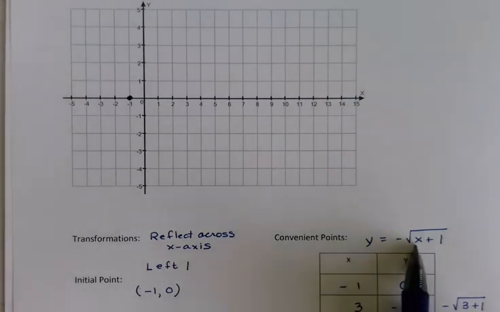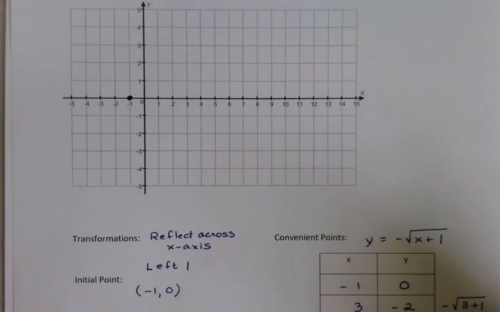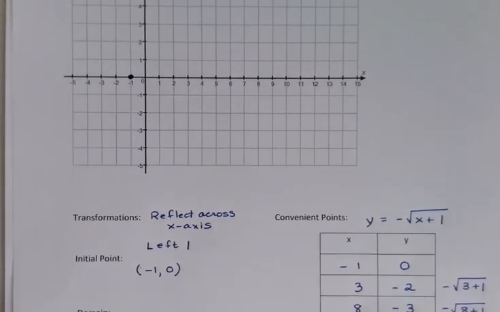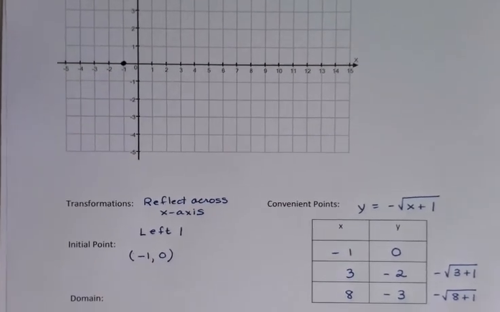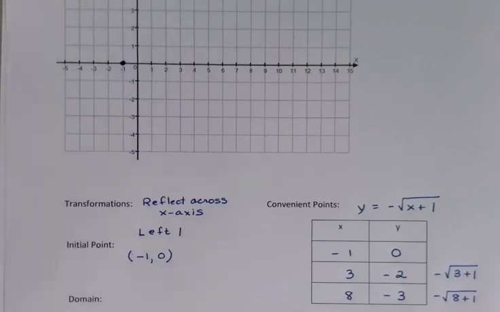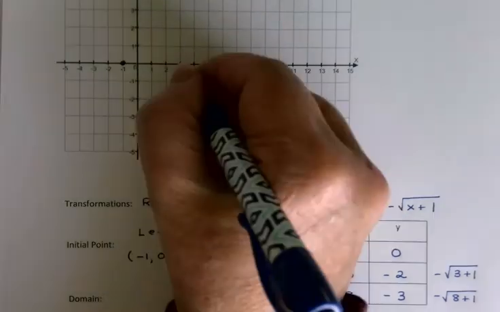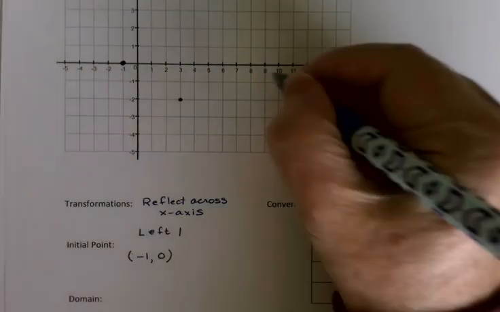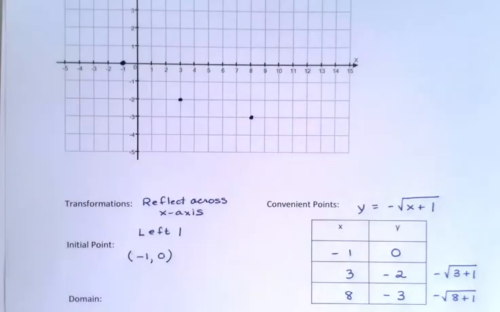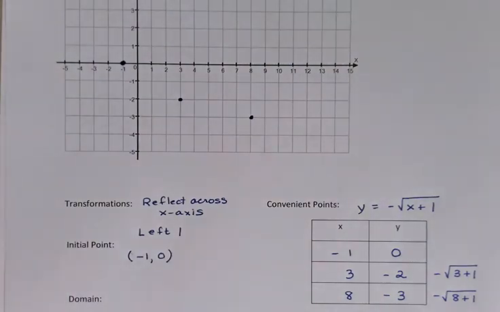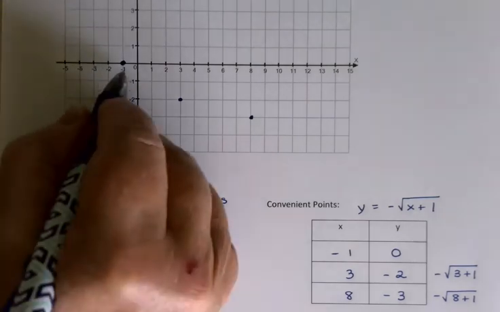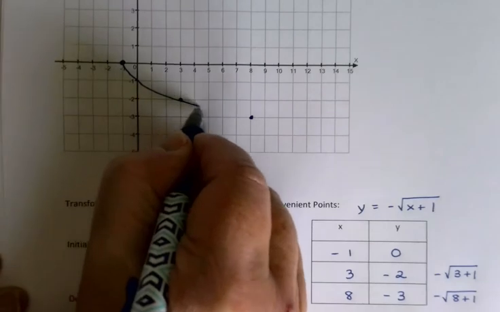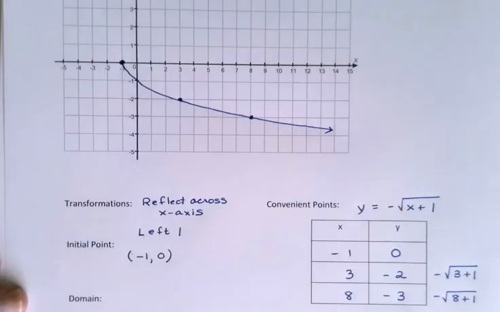And let's see, what if we also use 8? That will give me the square root of 9, which is also a nice value. So that would be negative square root 9 or negative 3. All right. Plotting these points then, we had 3, negative 2, and 8, negative 3. And again, I'm just going to sketch in the upside down version of the square root curve, making sure to hit those 2 points. And it'll look something like that.